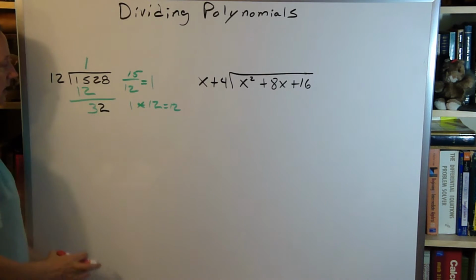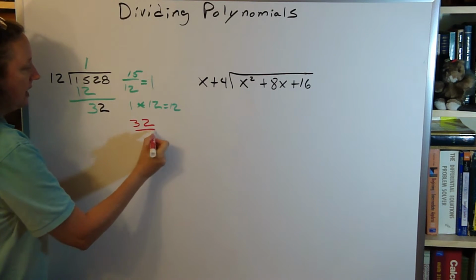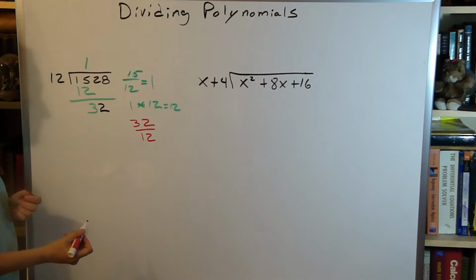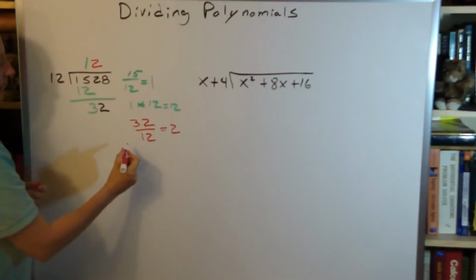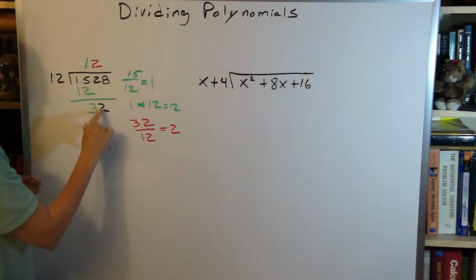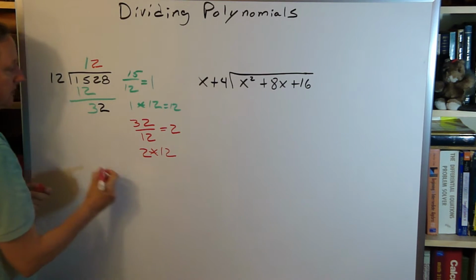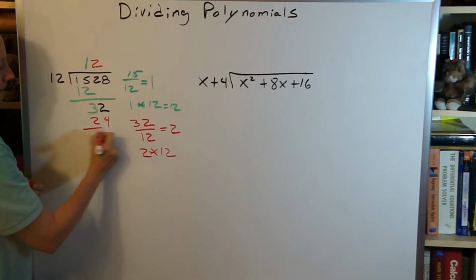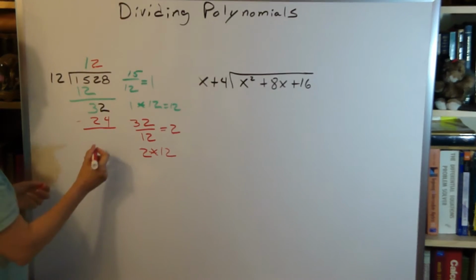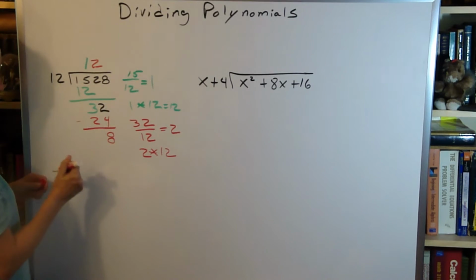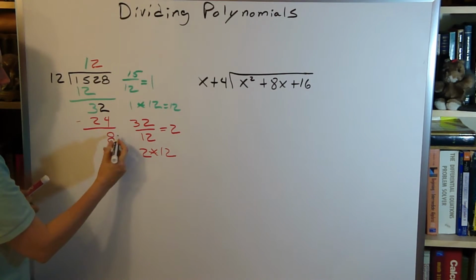Next, I take this 32, and I divide it by 12. I know I can do that 2 times, and I take that 2, put it up above the 2, then I take it and I multiply it by 12. That gives me 24. I do my subtraction there. 32 minus 24 is, I get 8. And I carry down the 8 from here.